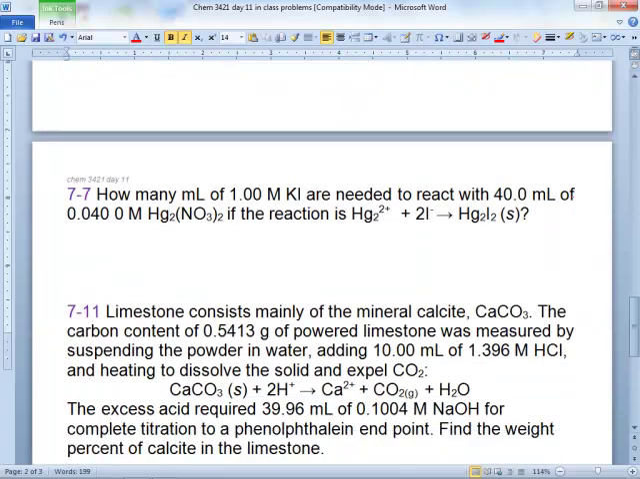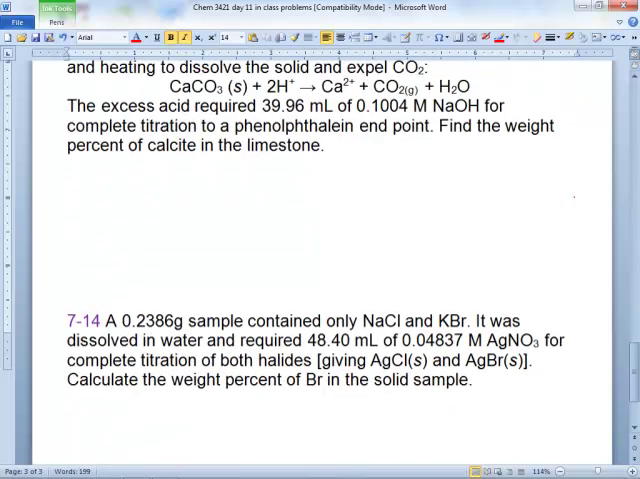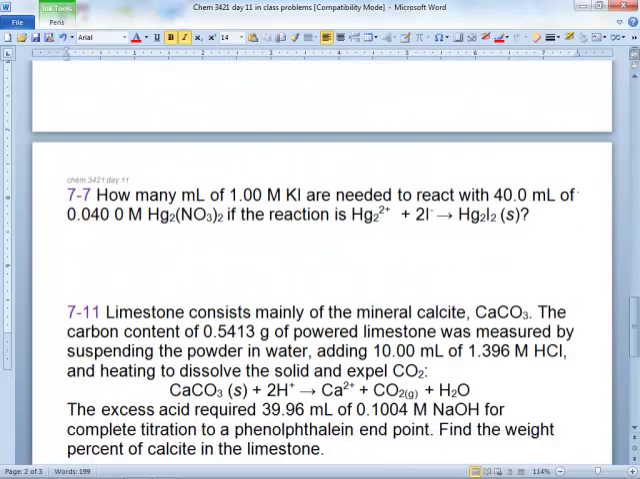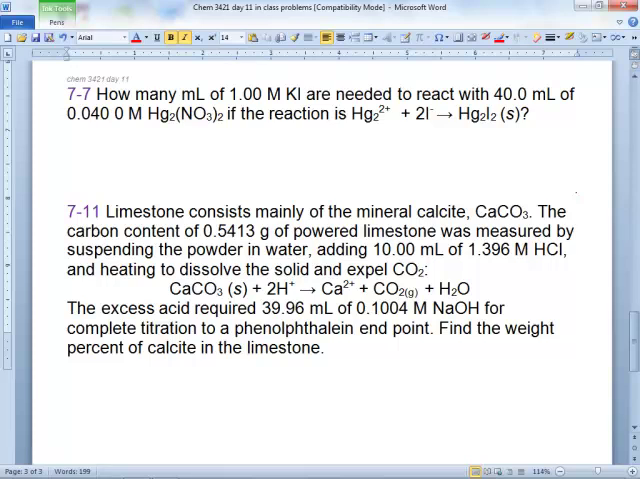So here's a bunch of questions. Okay, let's see if we can set them up. And then you can always finish them at home or something. How many mils of 1 molar KI are needed to react with 40 mils of 0.04 molar mercury nitrate? I think that's mercury(I) nitrate. If the reaction is mercury(I) and 2 iodides gives mercury iodide.